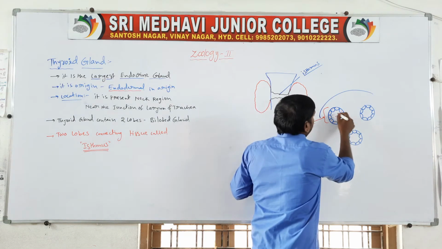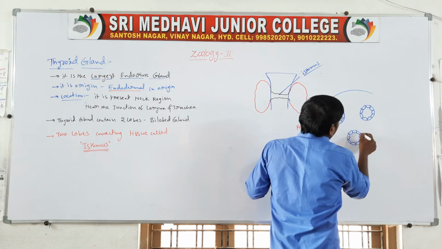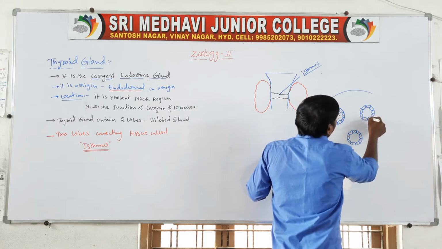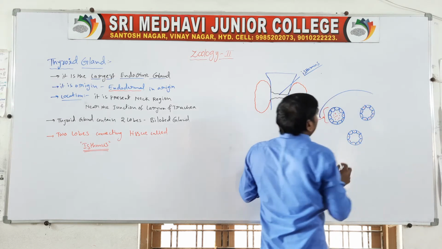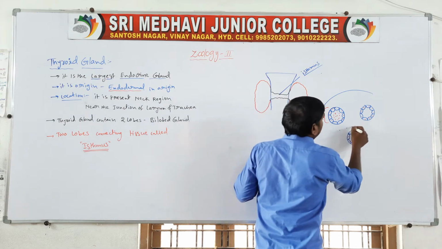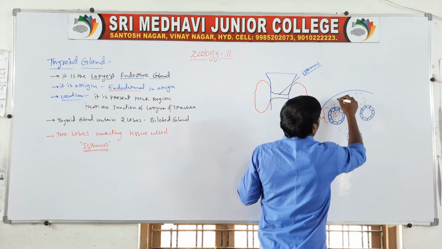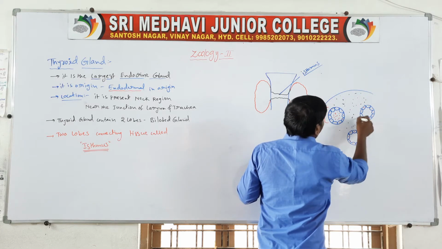These cells are present around a cavity in the middle. So this is the thyroid follicle. Between the thyroid follicles there is connective tissue. These are the connective tissue.